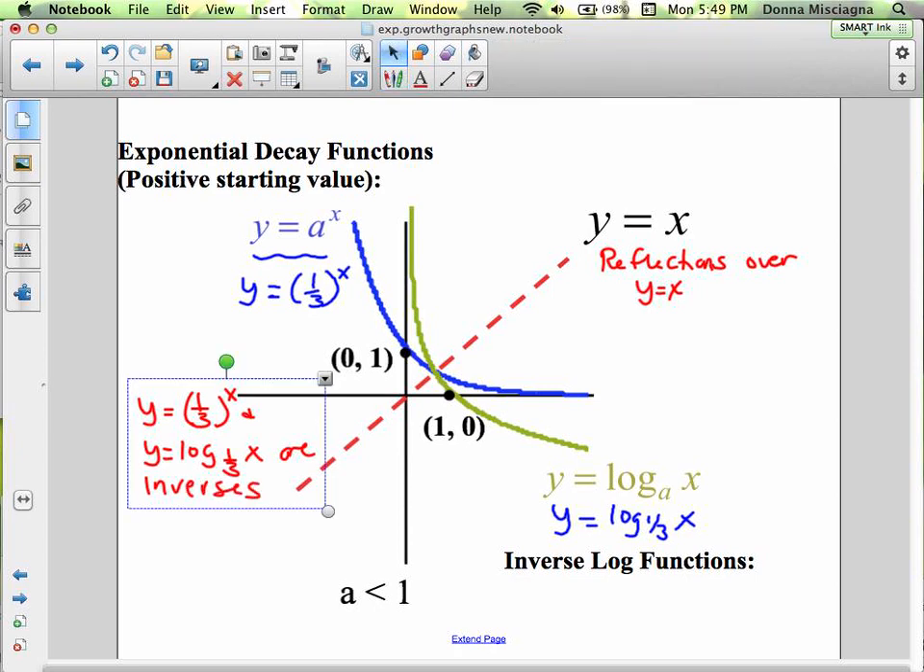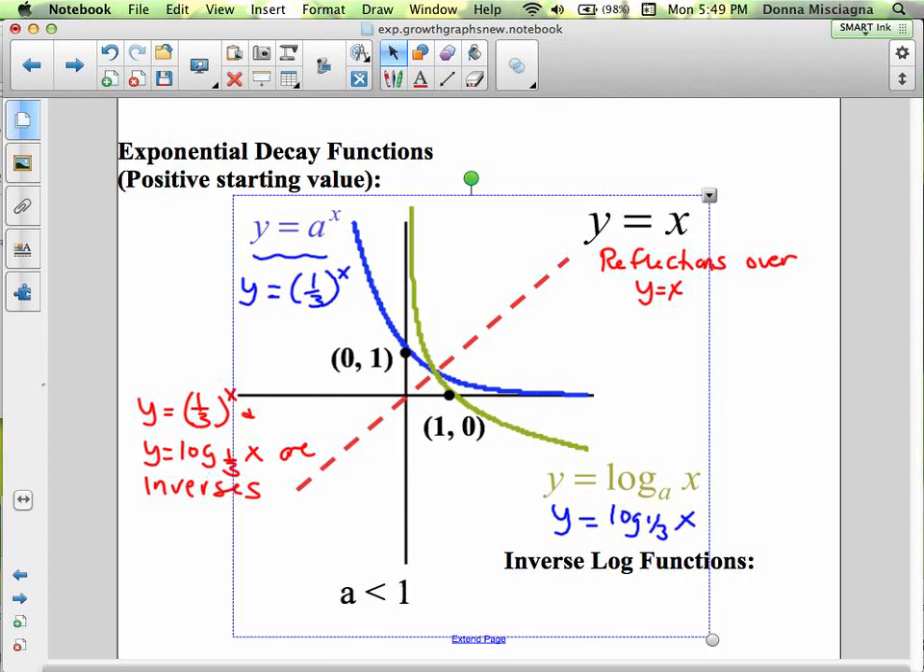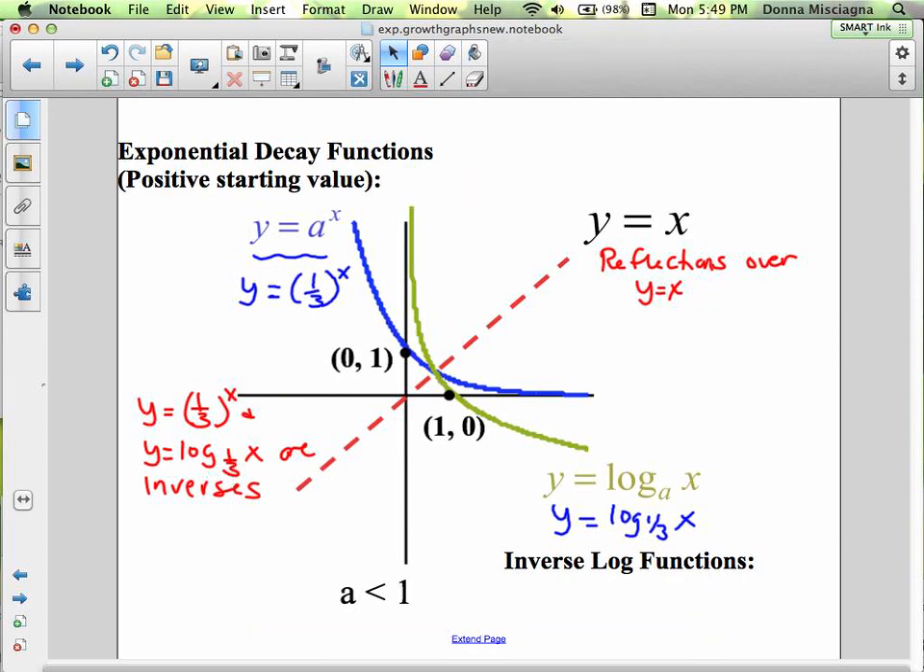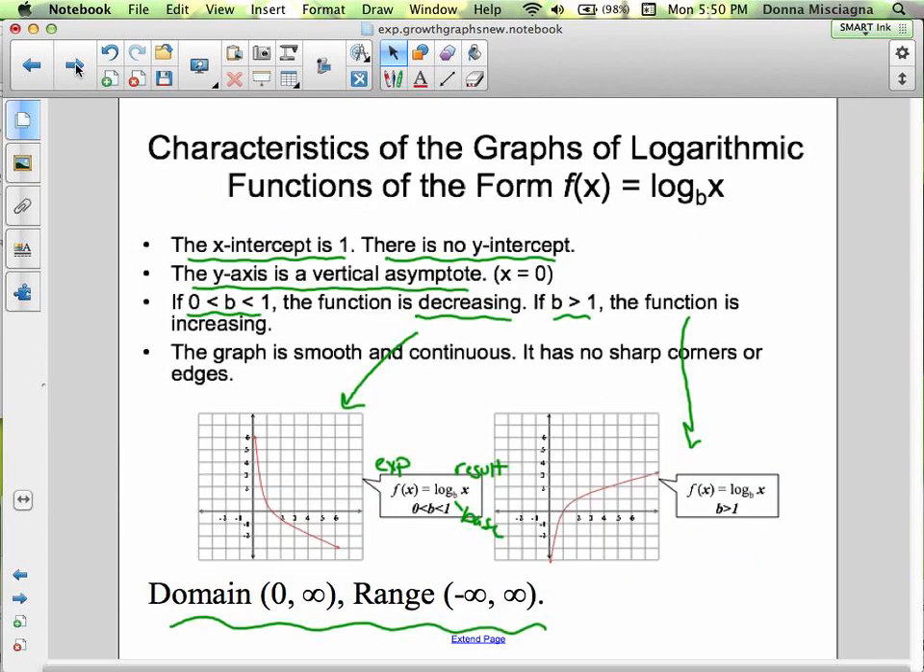And we've already learned how to graph an exponential function. Well, we're going to use what we know about exponential functions to help us graph log functions, because that's going to be an easier way to graph. And so let's learn a few things, and these are in your notes. Characteristics of the graphs of logarithmic functions of the form f of x equals log base b of x.